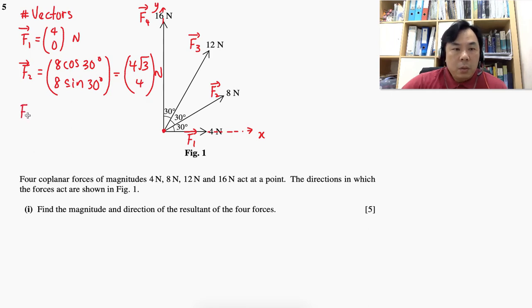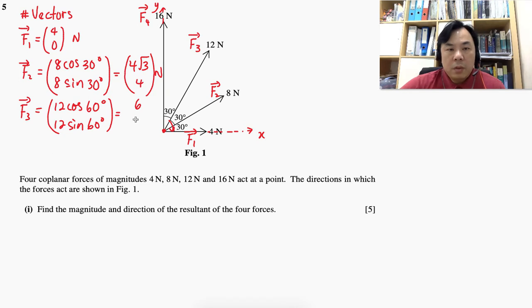And then the third one, we have the same thing, which is 12 cos. You just have to be careful a bit. Now we are looking at a 60 degree angle. So that will be cos 60, and then sine 60. Cos 60 is a half. So therefore this one will be 6 sec 3. And there you go, that's the third one.